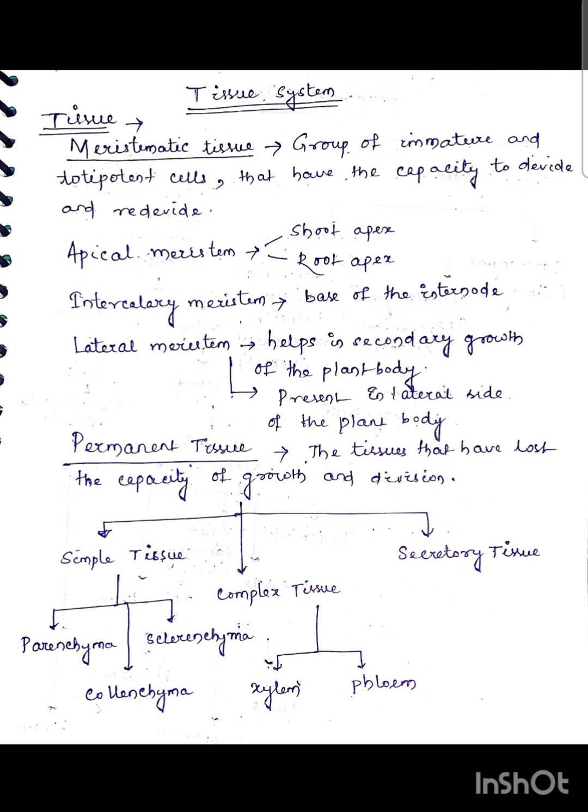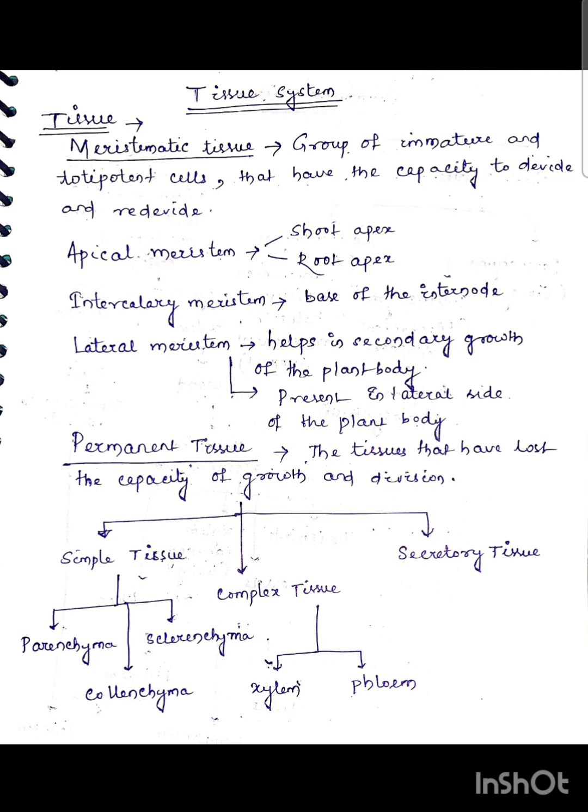Next is permanent tissue, the tissues that have lost the capacity of growth and division. Meristematic tissues undergo differentiation to form permanent tissues. Okay, when meristematic cells or meristematic tissues have been given a specific role or function, they become permanent tissue.